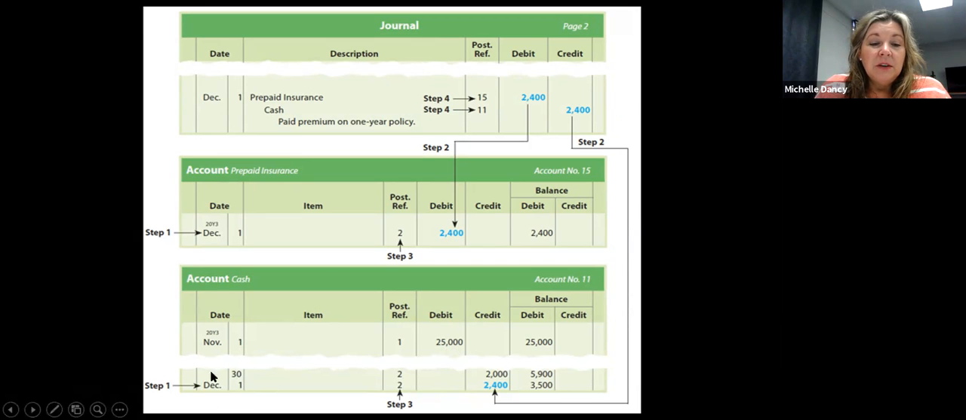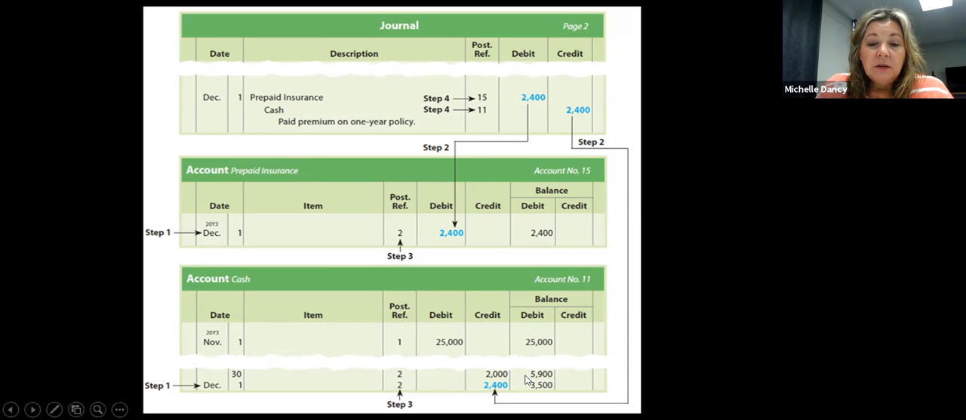So now go down here to November 30th. We had a credit to cash of $2,000. And it said that my new balance was $5,900. Now, December the 1st is when we're posting our entry from up here, our credit to cash of $2,400. So I come over here, I put $2,400 in the credit column, and now I'm going to update my balance.